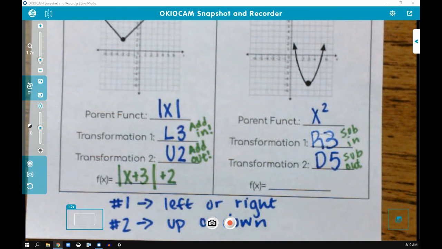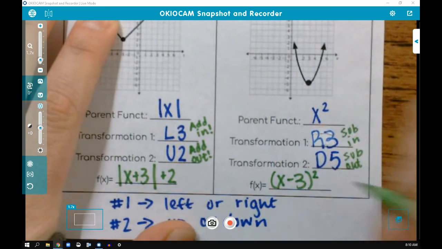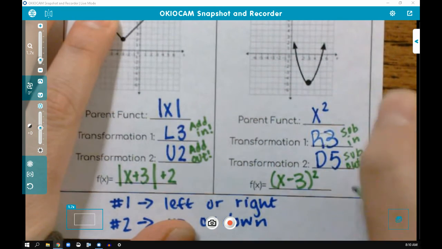Okay, so in parentheses, we'll do x minus 3, because that'll be our inside. And then we'll put our squared on. And then we'll put our minus 5 outside.